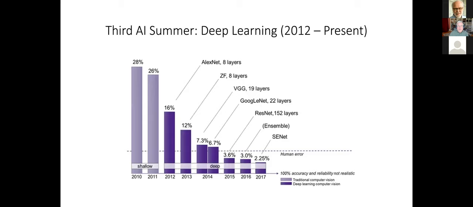Then of course, the third AI summer is the deep learning revolution that was really kicked off in 2012 when AlexNet trounced all the other approaches to computer vision in the ImageNet challenge. So showing dramatically lower error rates, going from 2010 to 2011, where you were looking at error rates that it says there the error rates for shallow networks, but in fact the error rates for whatever were the state of the art methods, 26% down 10 points to 16%. And of course, we now have for specific tasks, like the ImageNet challenge, less than human error.